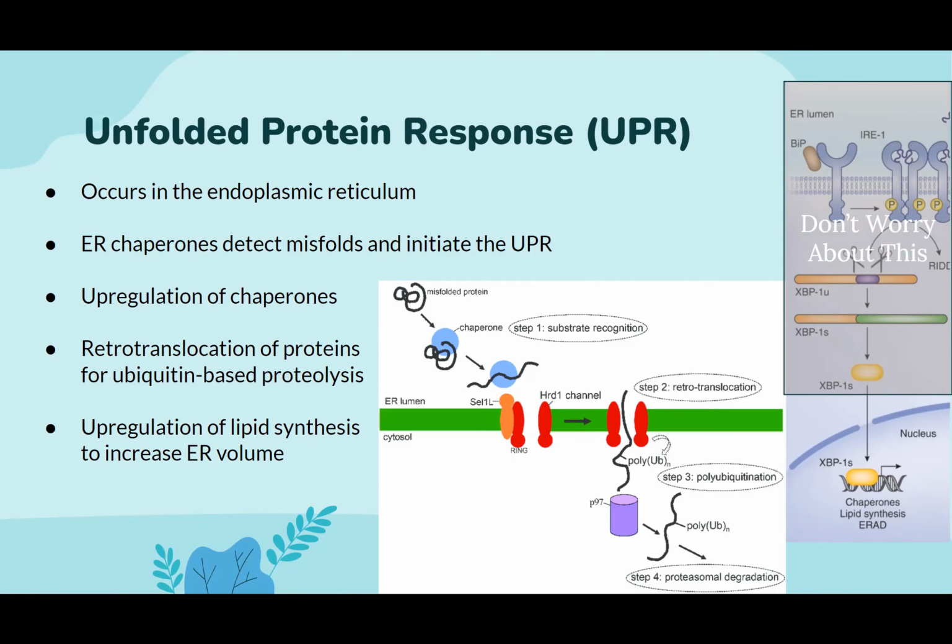So why does the cell do this? Well, the ER is composed of phospholipids, right? So if you increase lipid synthesis, you're trying to increase the volume of the ER. And this makes sense, right? Because you're increasing the chaperones. You're creating all these other proteins. In the UPR, there's a lot of proteins that have to be created to initiate this response.